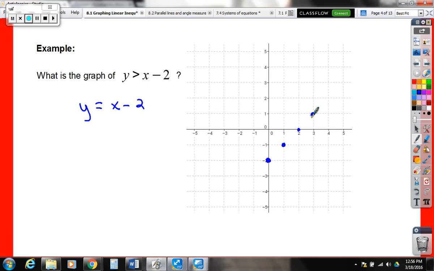Now, before I actually draw the line, I need to ask myself what kind of line I'm going to draw. Am I going to draw a dashed line or a solid line? Jackie? Dashed. Yes. Why?